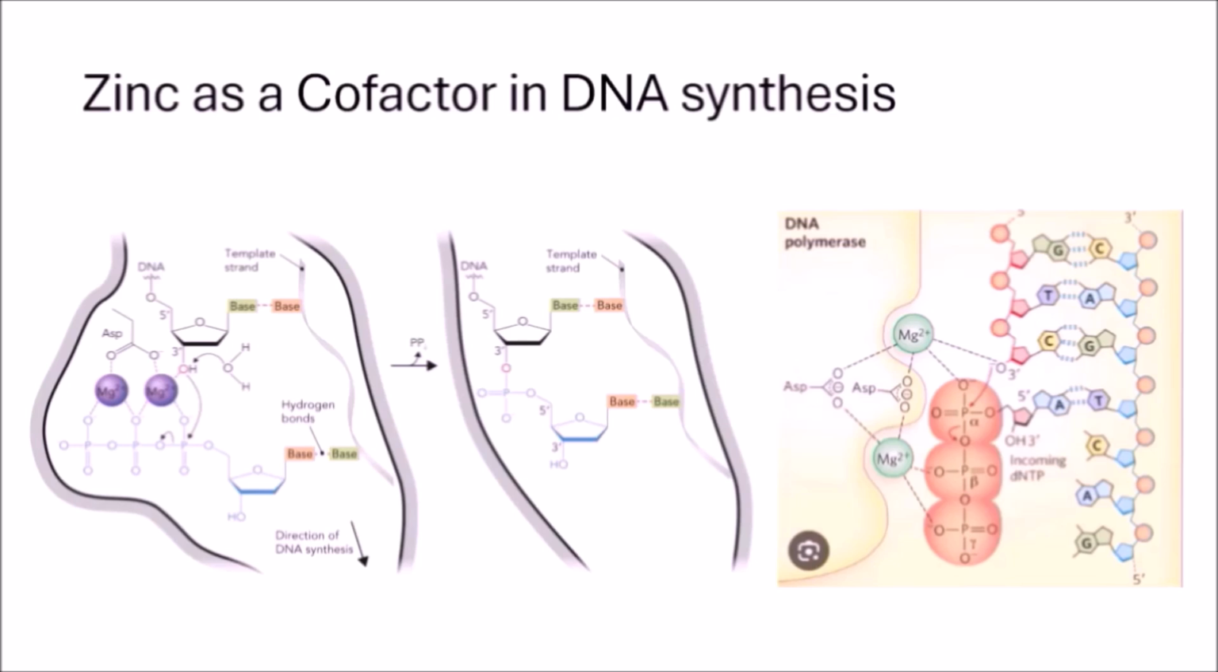Additionally, zinc can act as a cofactor in DNA synthesis. Now, you won't see zinc in either of these diagrams. You will see magnesium here that acts as the stabilizer molecule for DNA polymerase. However, obviously zinc will be elsewhere in this DNA polymerase, stabilizing some of the binding domains.